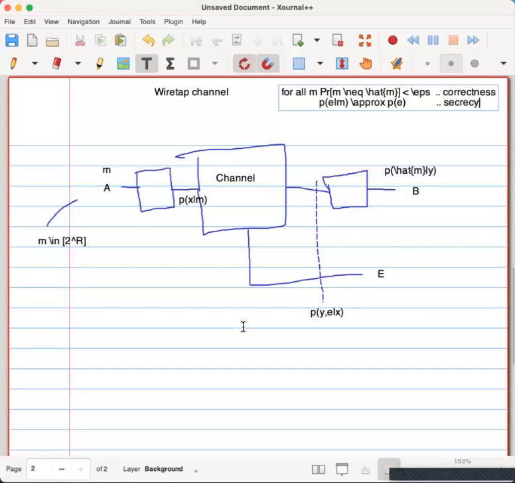So are the formal requirements clear? For all n, there's a correctness requirement: the probability that the decoded output m hat is not equal to m is less than epsilon. Then there's a secrecy requirement, which says that the probability distribution on E should be almost independent of m. So this is what I'm saying: E given m is approximately equal to the marginal distribution.